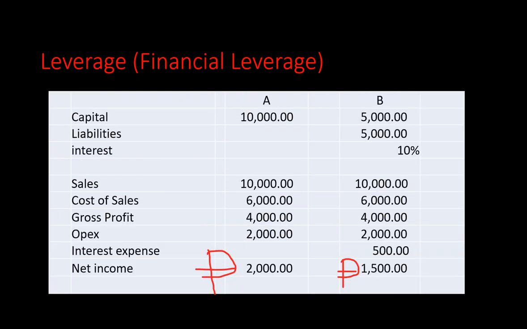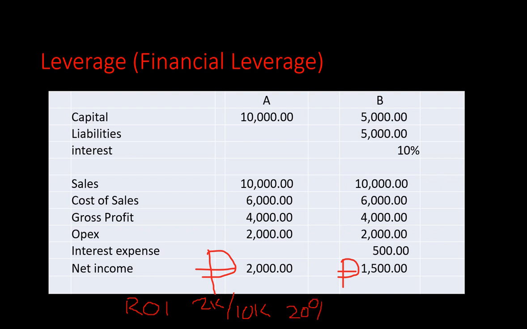Okay, this option, you have a net income of 2,000 when your capital is 10,000. So to compute for your, let's say, return on investment or return on capital, we divide 2,000 by 10,000 as your capital. You now have how much? 20%.